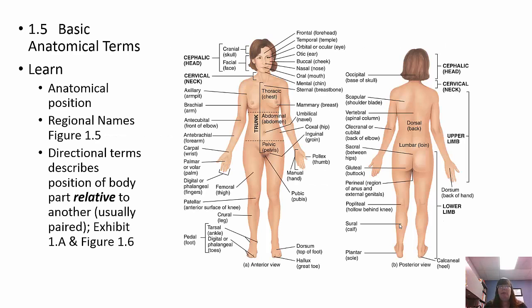Here are the pictures from your book, the anatomical position. Palms facing forward, feet apart. These are different areas of the body that you guys need to be familiar with. So the regional names, so make sure you look over these.